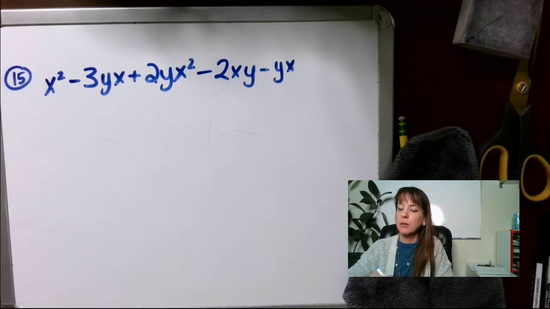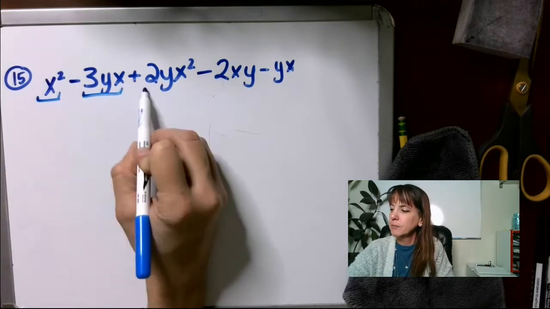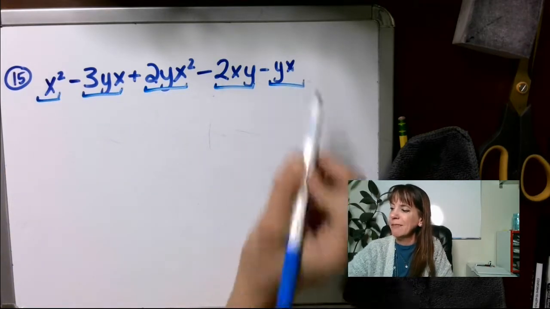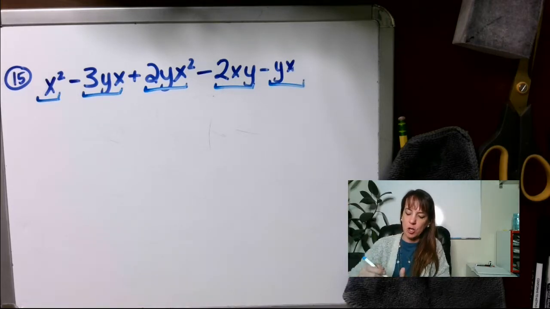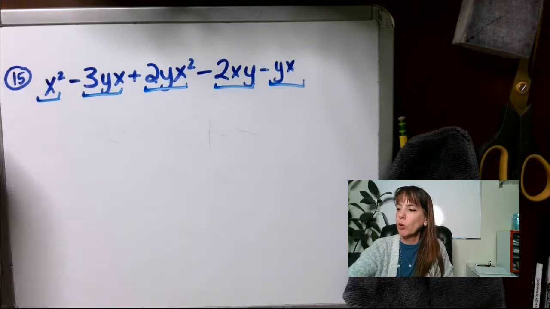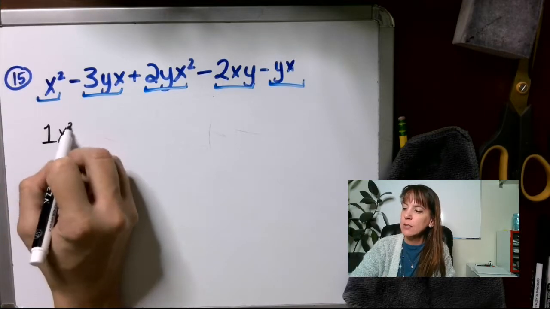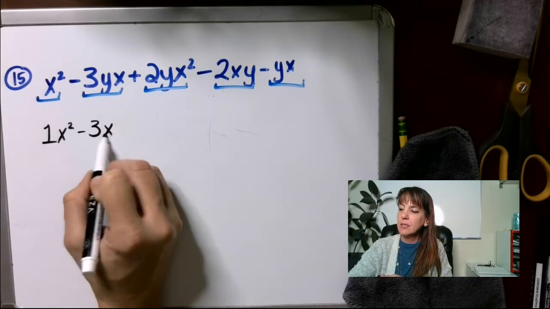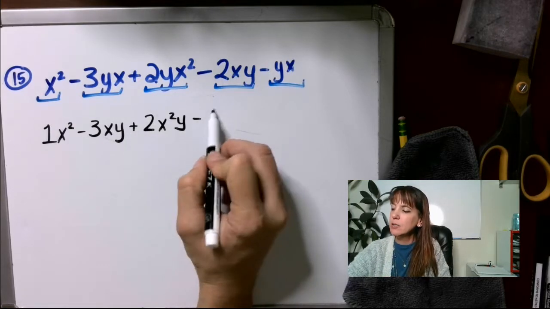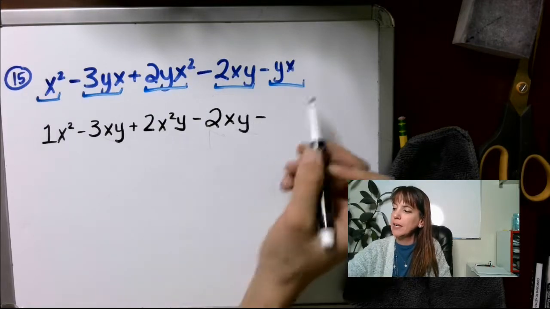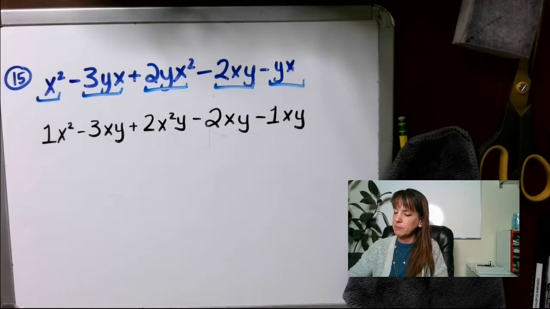Okay, again, a friendly reminder, chunks are broken up by addition, subtraction. So we got a chunk here, chunk here, chunk here, chunk here, and chunk here. We got a 5 chunk, right? We're going to rewrite this problem, making sure that everything within our chunks is alphabetized. And right here, we're going to throw in our 1. So 1x squared minus 3xy plus 2x squared y minus 2xy minus, there's no number, so let's put in a 1xy.